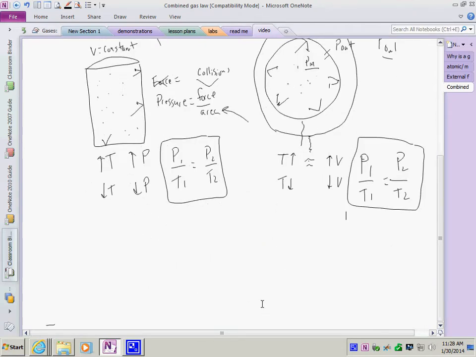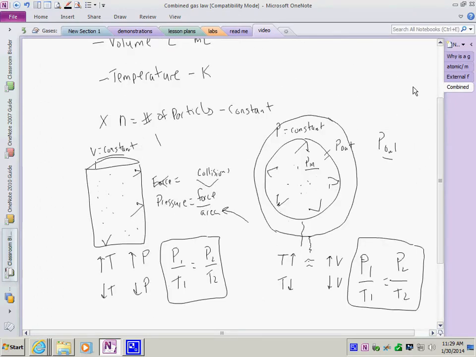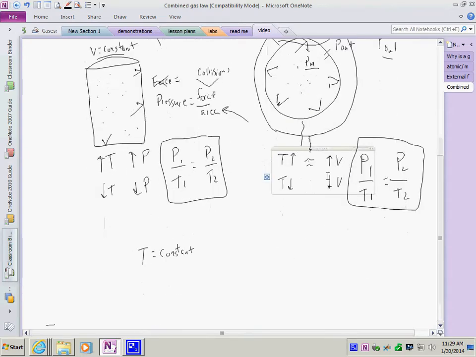Finally, we're going to look at a relationship where temperature is held constant. In the previous ones, the volume was constant in one and the pressure was constant in the other. So now it's temperature's chance to be constant, and we're going to see how pressure and volume interrelate.